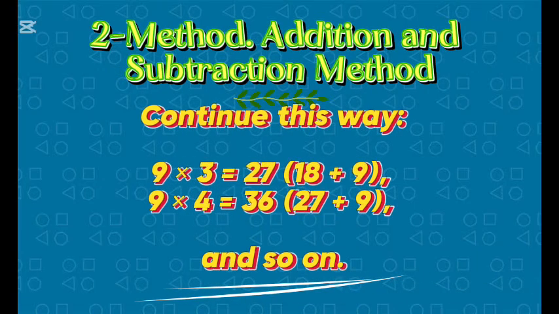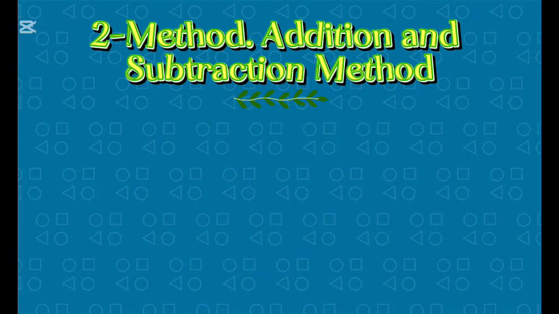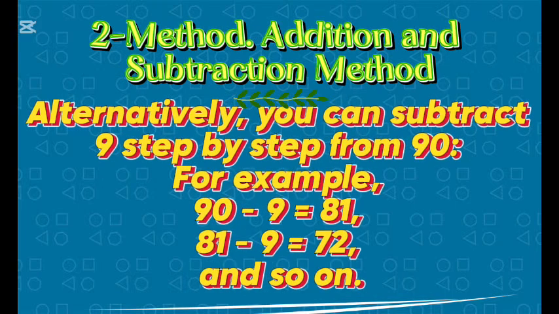Continue this way. 9 times 3 equals 27, 18 plus 9. 9 times 4 equals 36, 27 plus 9, and so on. Alternatively, you can subtract 9 step by step from 90. For example, 90 minus 9 equals 81. 81 minus 9 equals 72, and so on.